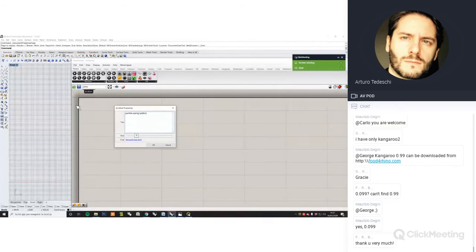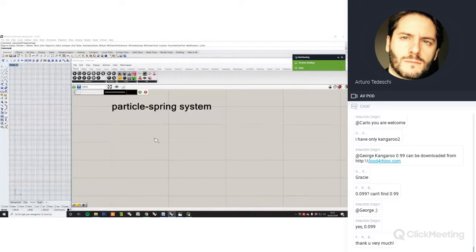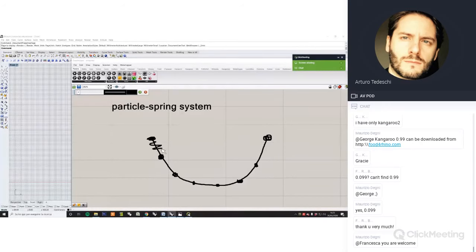Particle spring system. Why particle? Why spring? Because basically, if we have an object like, once again, a suspended cable, we can imagine every kind of object as a set of particles, like this, connected by springs. Something like that.